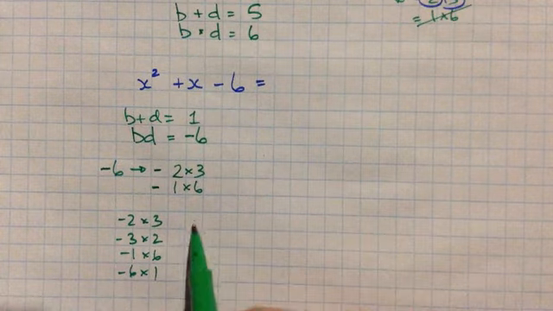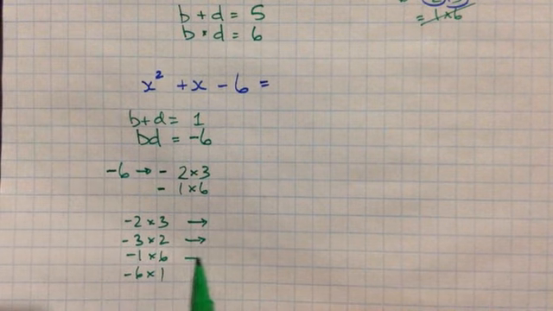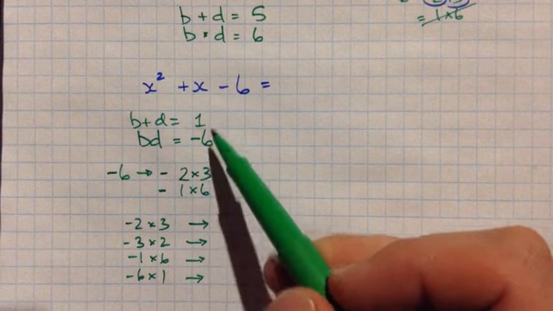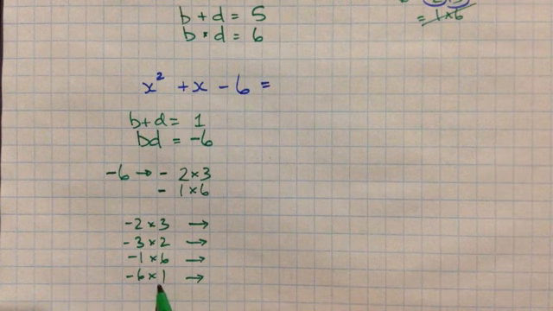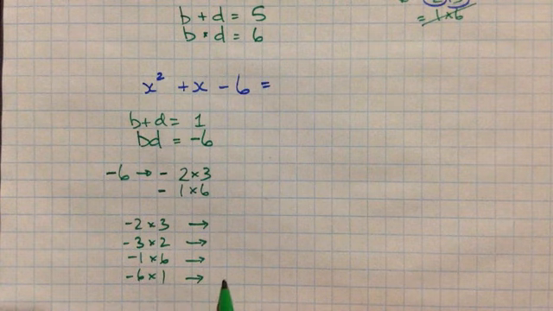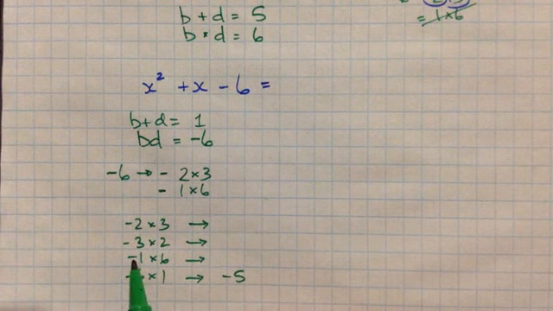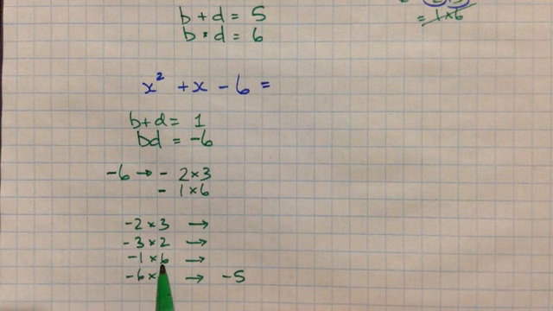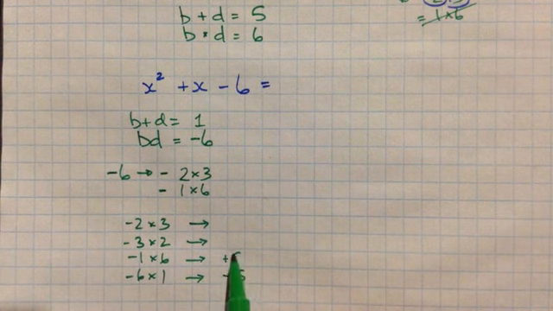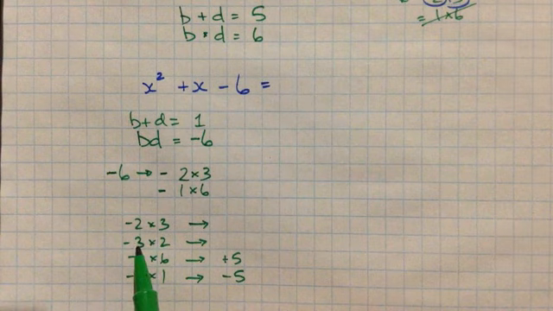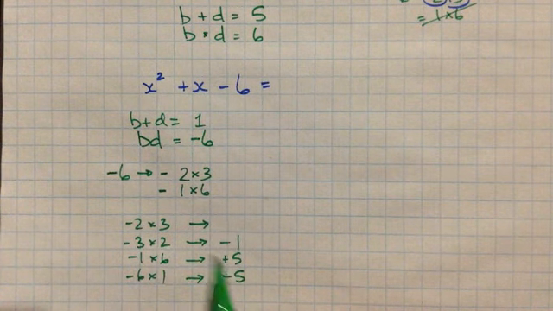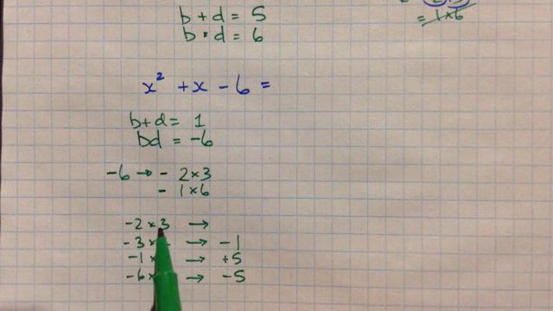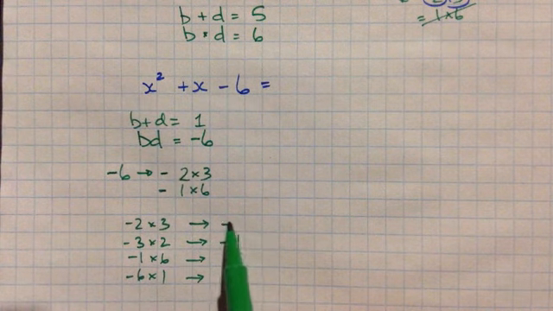Now let me just add those things to see how they add together, to see if I can get that number 1 here. Well, let me start at the bottom here. Negative 6 plus 1 is going to be negative 5. Negative 1 plus 6 is positive 5. Negative 3 plus 2 is negative 1. And negative 2 plus 3 is positive 1.